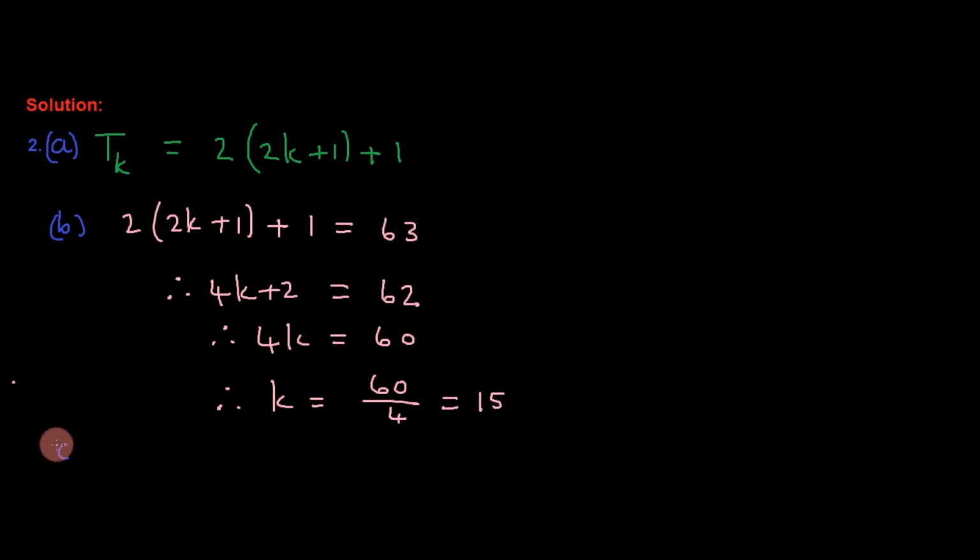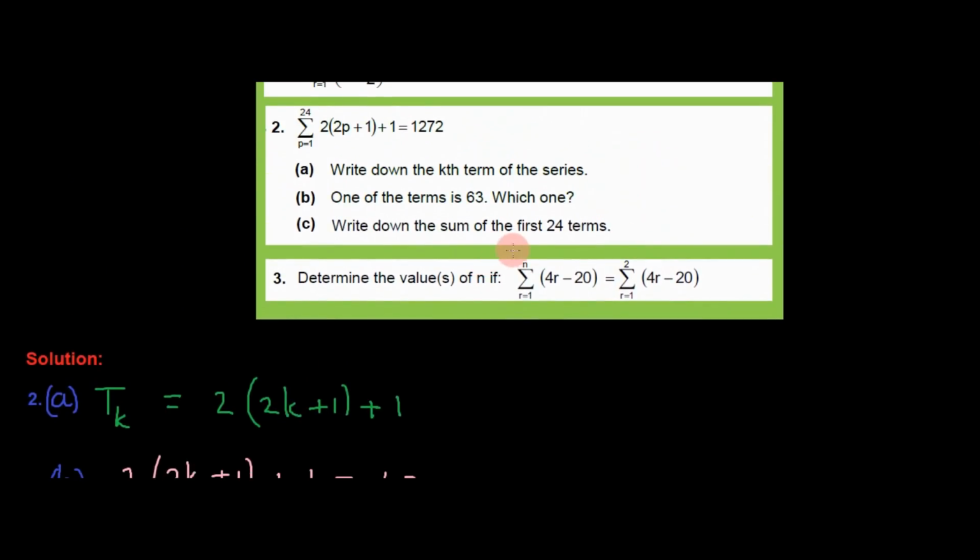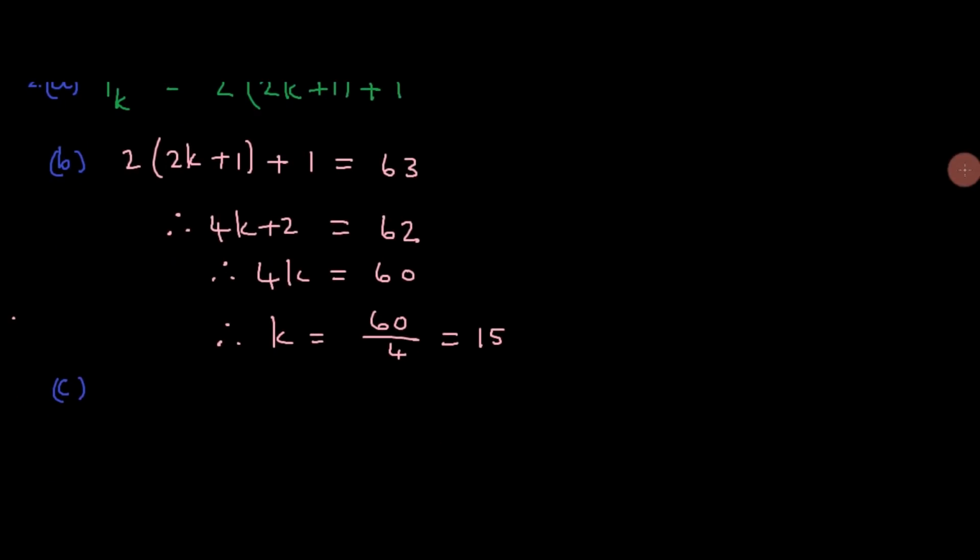Let's look at C. We have to write down the sum of the first 24 terms. Now, P goes from 1 to 24. So this is already the sum of the first 24 terms. So 1272.